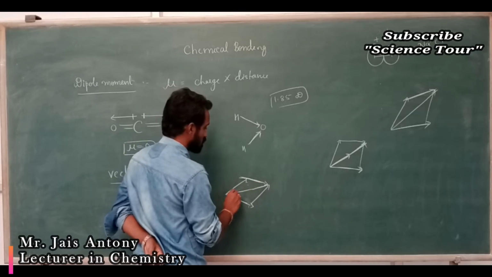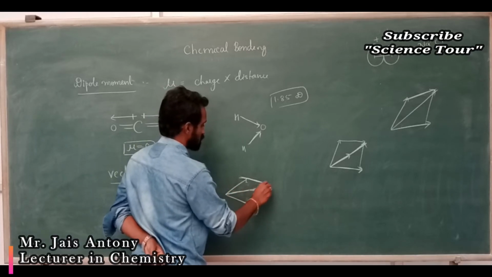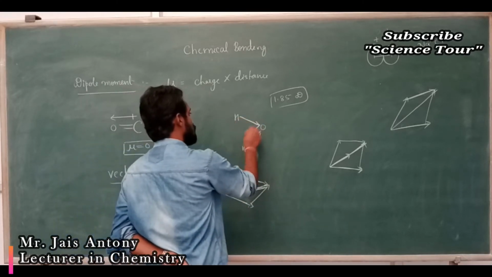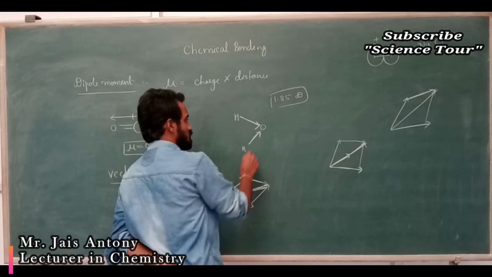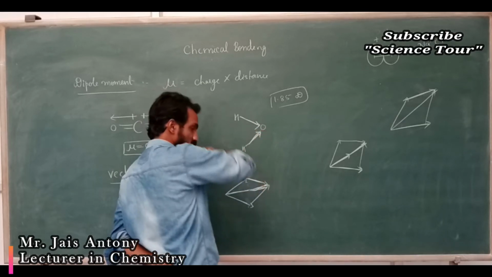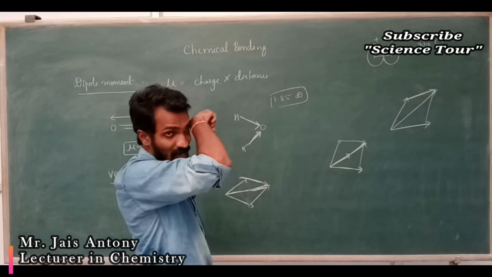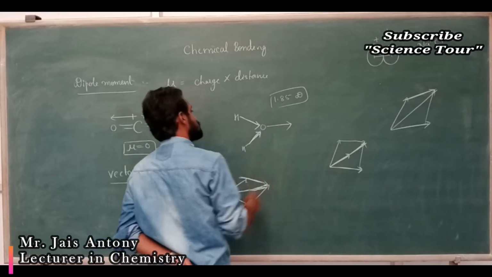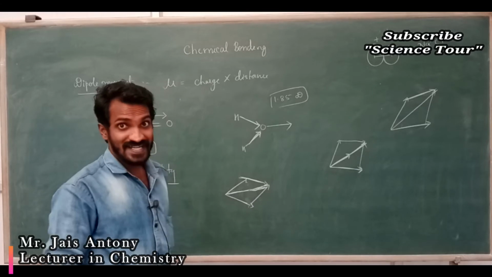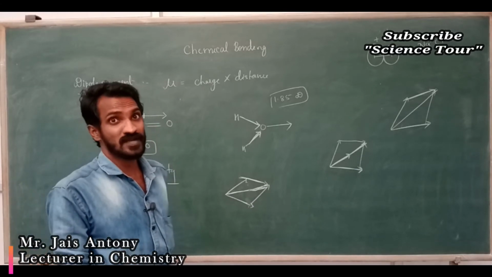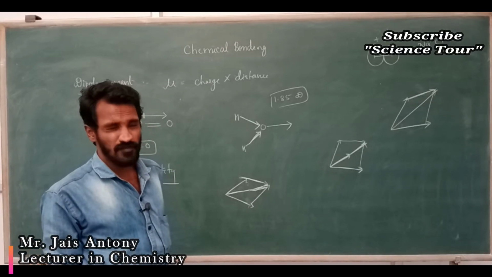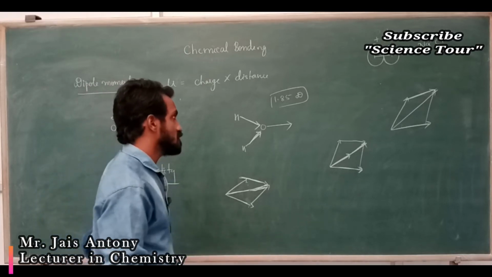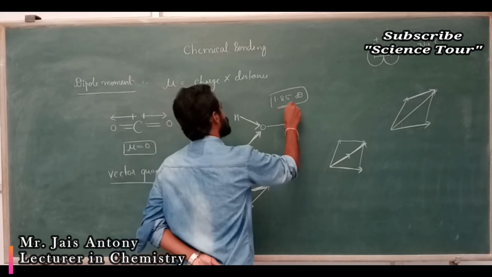So the resultant vector shows this side, this side. What happens here to here, electron movement is there, polarity here to here, electron polarity is there, and the resultant polarity is also on the same side. That means it increased the dipole moment.